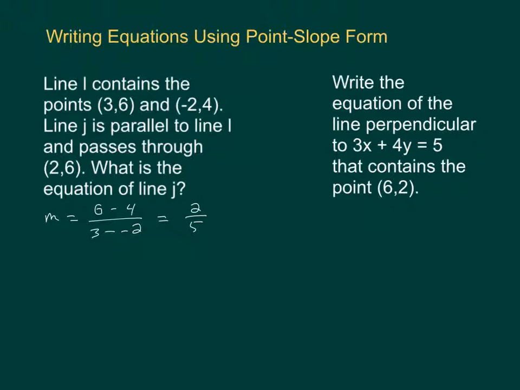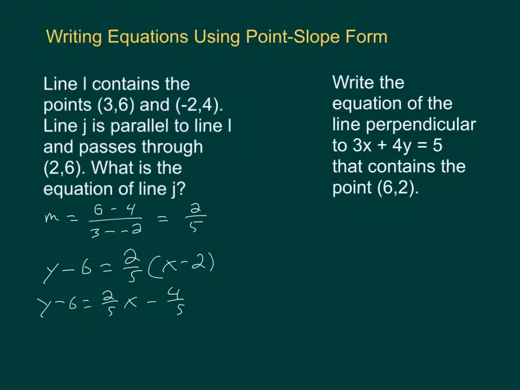Now I need to plug into point slope form with that slope and the point that's on my new line, line J. So that's y minus y1, which is 6, equals m, which is 2/5, times x minus x1, which is 2. At this point I'm going to distribute the 2/5. I have y minus 6 equals 2/5 x minus 4/5.